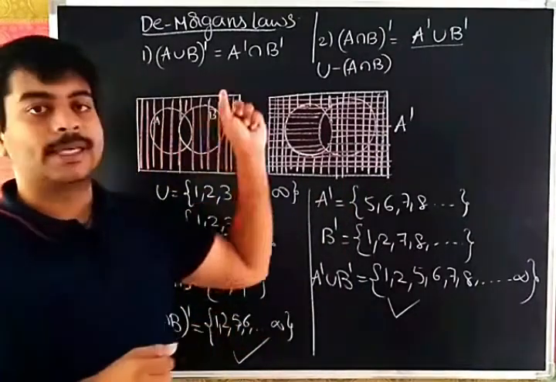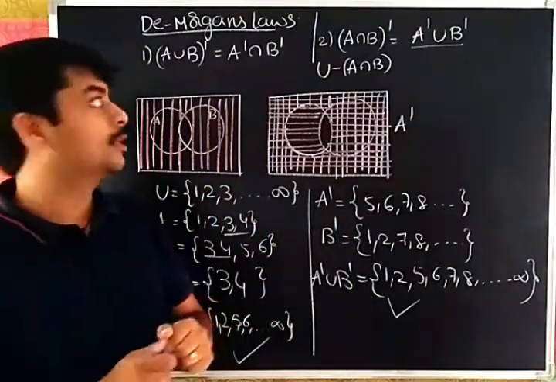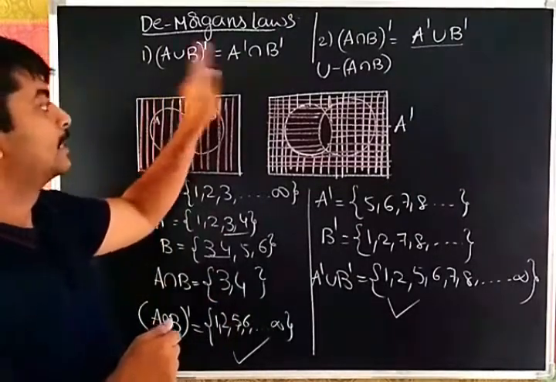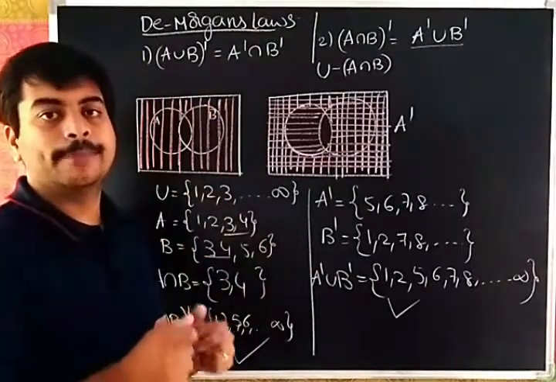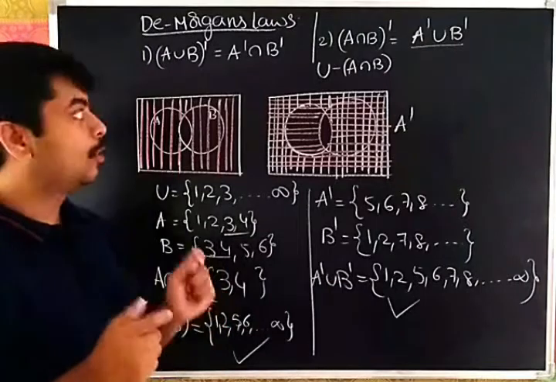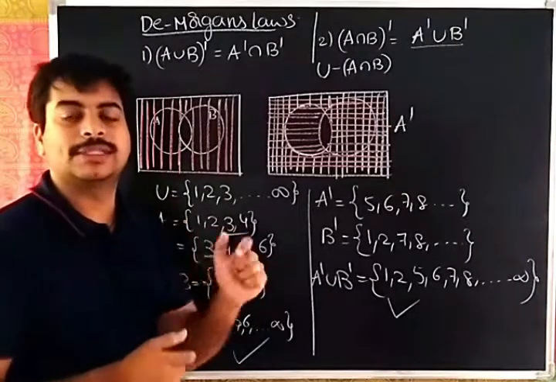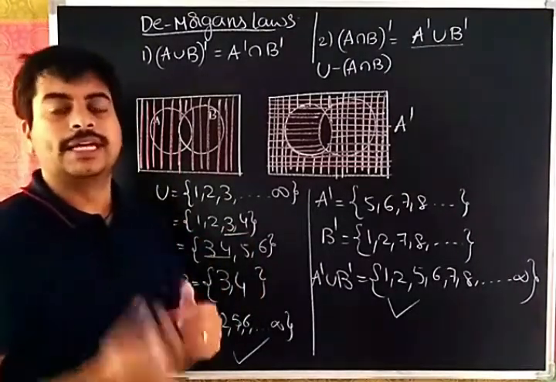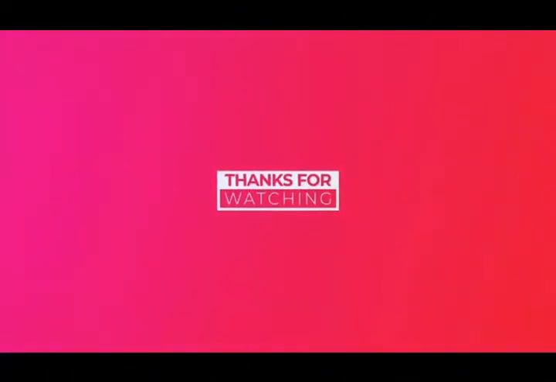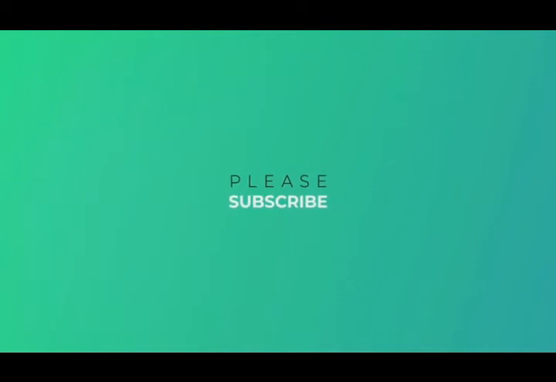The same thing will be applicable in the first De Morgan's law, that is A union B whole complement is equal to A complement intersection B complement. So this is all about De Morgan's law using Venn diagrams. We'll continue in the next lecture. Thank you.